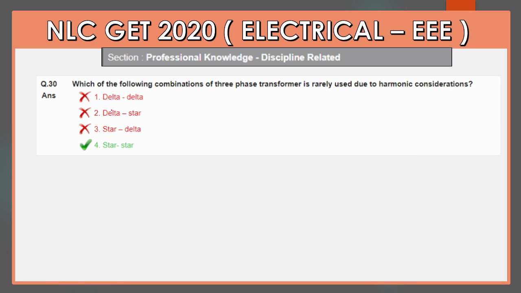Which of the following combinations of three-phase transformer is rarely used due to harmonic consideration? We know that delta star and star delta are mostly used, so it is asking which is rarely used. Answer will be star star.